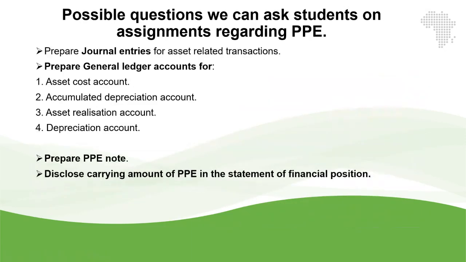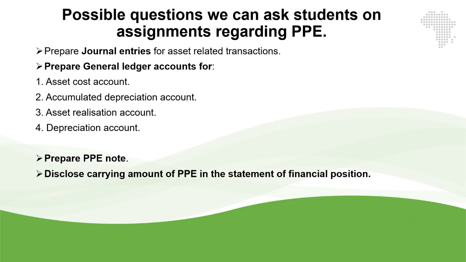And on this slide we are saying, what questions can we ask you regarding property, plant and equipment? We can request you to prepare journal entries for asset-related transactions. We can ask you to do general ledger accounts, which are your asset cost account, your accumulated depreciation, your asset realization account, and your depreciation account. Or we can ask you to prepare the property, plant and equipment note. And lastly, we can also ask you to disclose the carrying amount of PPE in the statement of financial position.